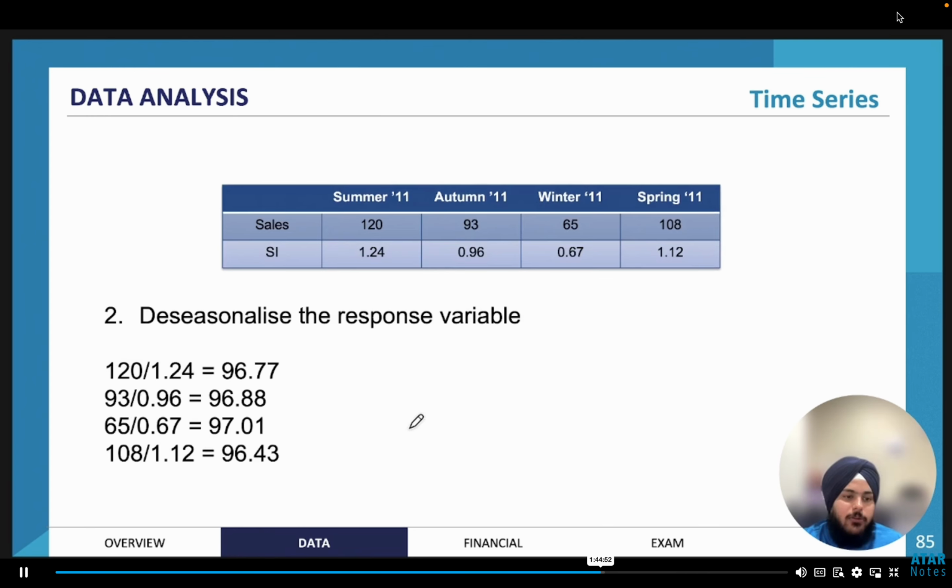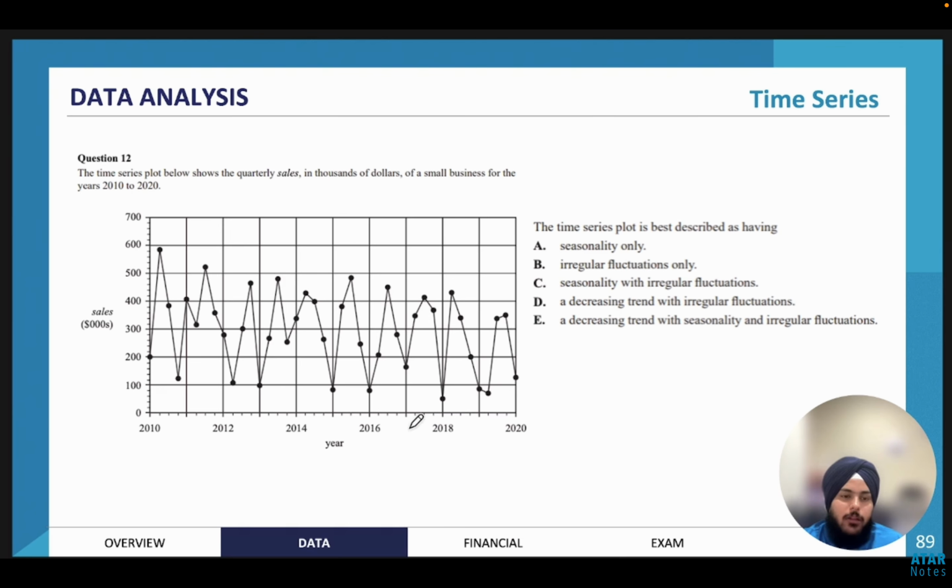Okay, so now we're going to skip this example. You can have a look at this after the lesson. The slides will be in the resources section. We will do this quick example and then we'll move on to the financial section.